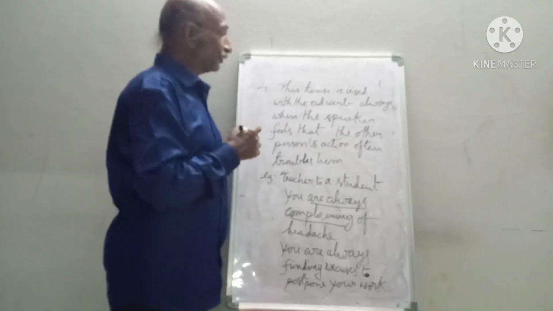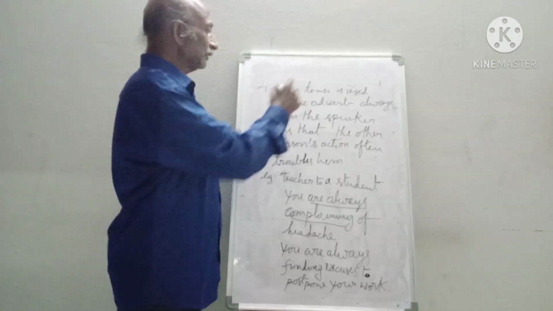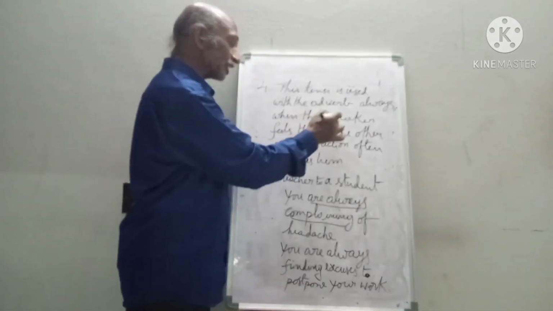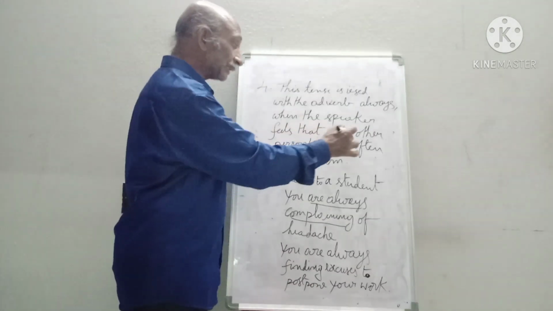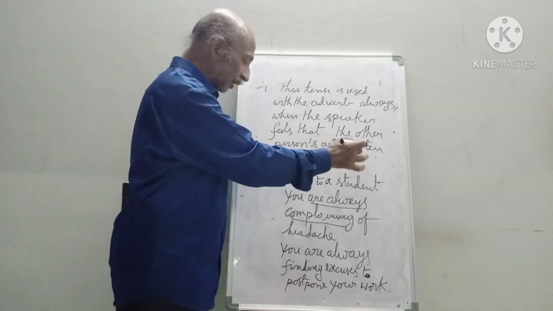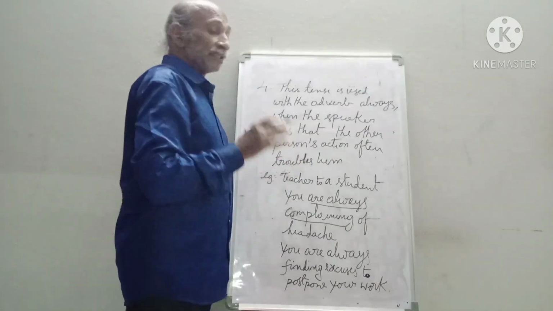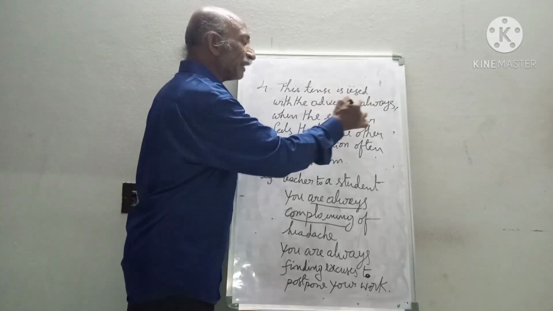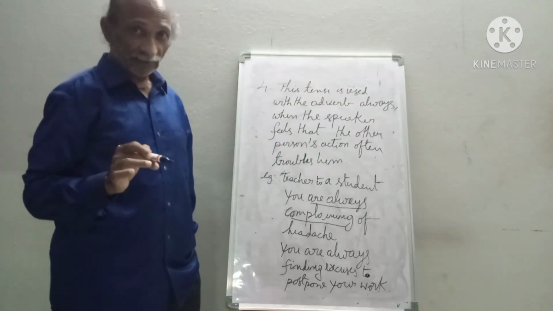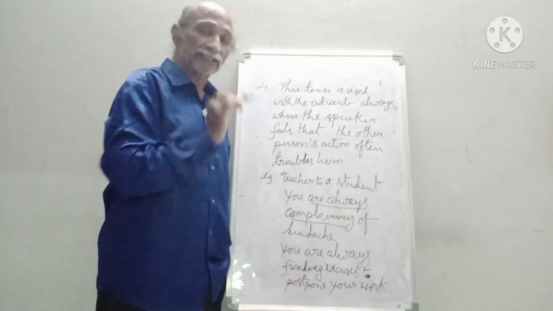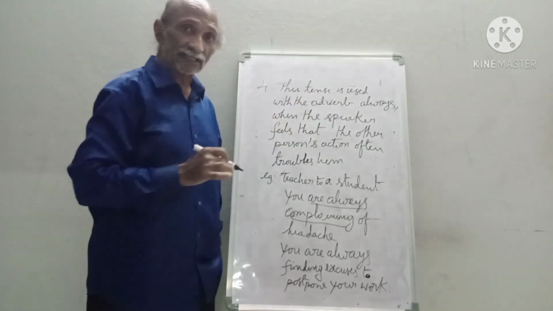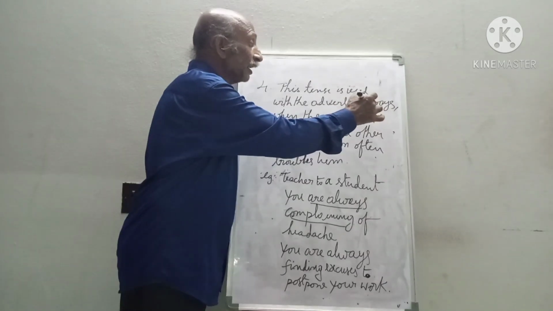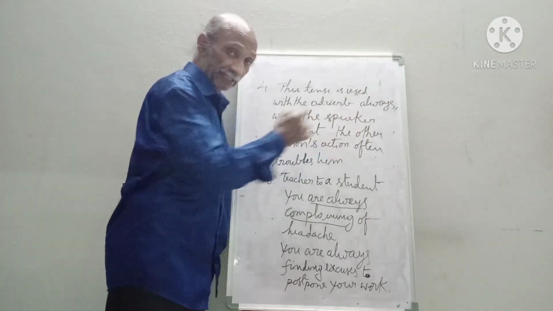Now, usage 4 is the last one. This tense is used with the adverb always when the speaker feels that the other person's action often troubles him. Generally, viewers, the adverb always is used for an action that happens regularly. It is used with the simple present tense. But here I am going to show you how always can be used with the present continuous tense.